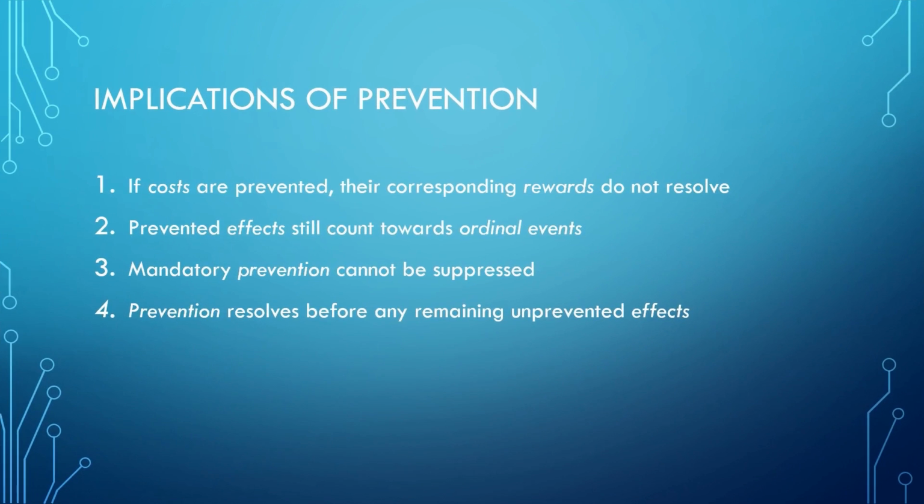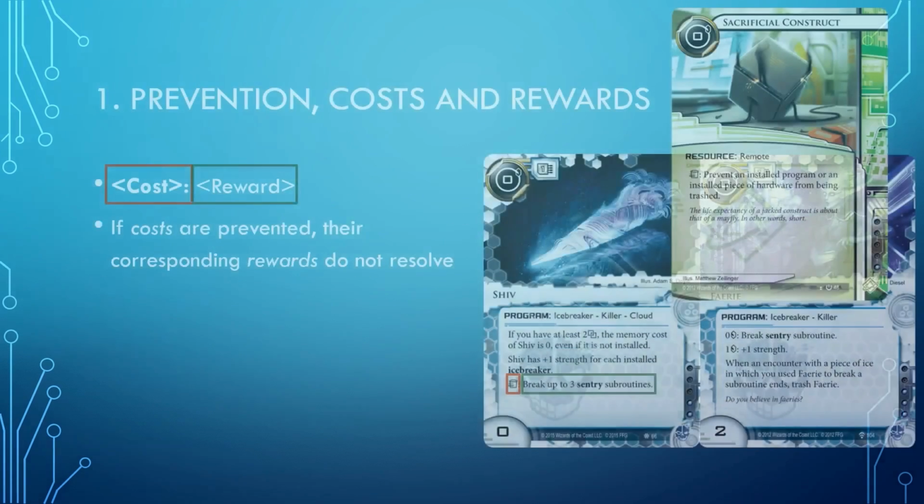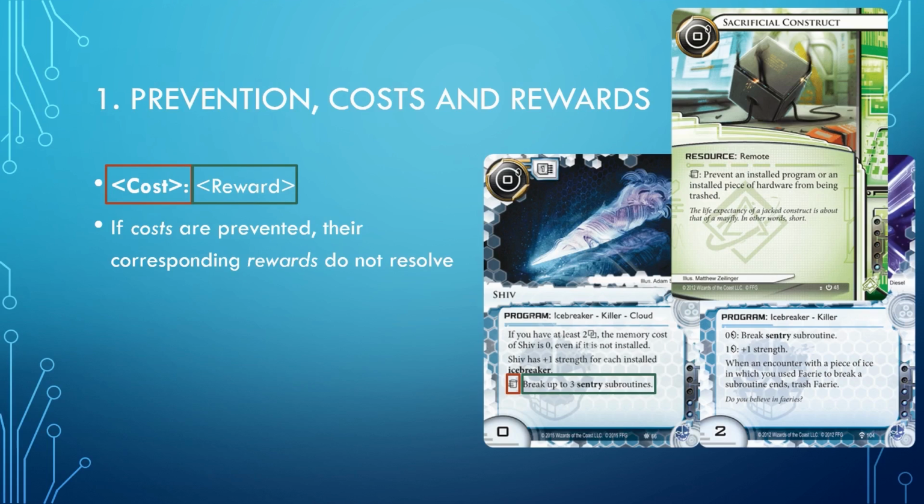So let's see the implications of prevention. These are probably the more murky rules that hopefully will clear things up for most of you viewers. There are 4 points here, so let's get straight into each of them. The first one is that when you prevent a cost, their corresponding rewards do not resolve. So what is a cost?